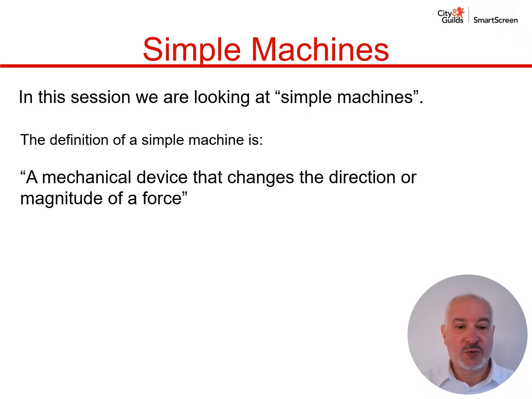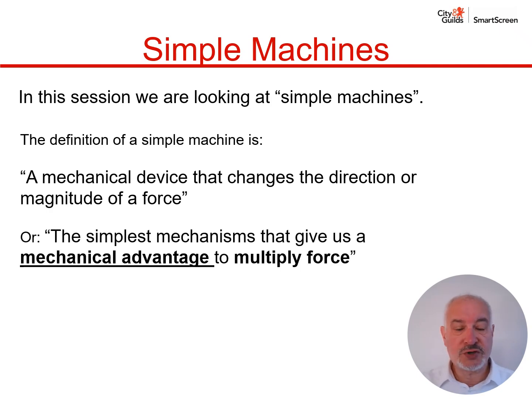So the definition of a simple machine is it's a mechanical device that changes the direction or magnitude of a force. There is an alternative definition, and it's this: the simplest mechanisms that give us a mechanical advantage to multiply force. So that term mechanical advantage is quite helpful in understanding what's going on.